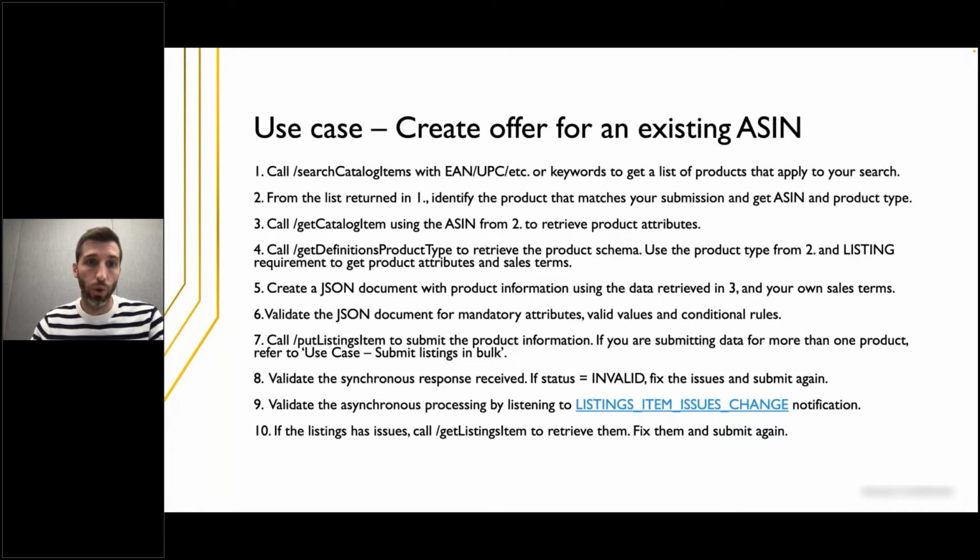So that is the JSON document that you will be creating in step number 4. You include the information from the catalog, you include your own sales terms, you validate that the JSON document looks correct and all validations succeed, and then you can go ahead and again use the put listings item operation. Steps number 8, 9, and 10 are again the same. So basically waiting for the feedback from Amazon that the submission succeeded or not, fixing any issue, and eventually having your product live.